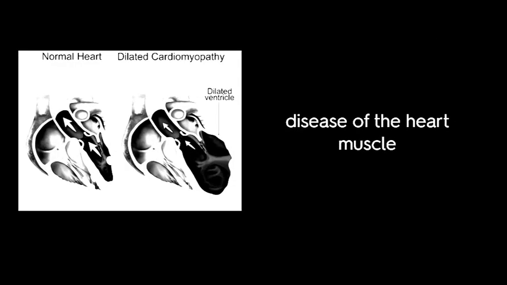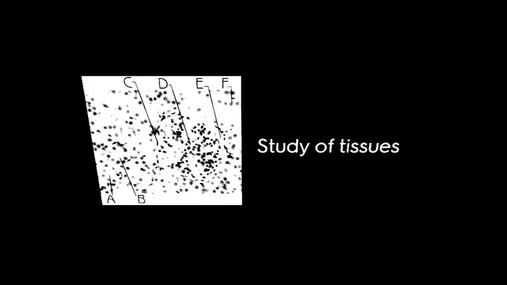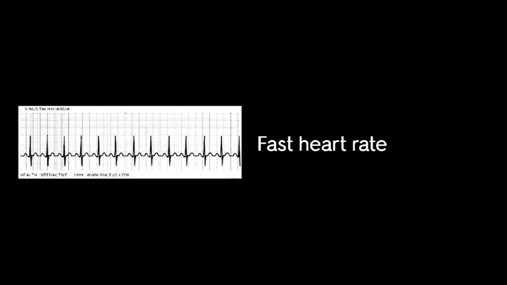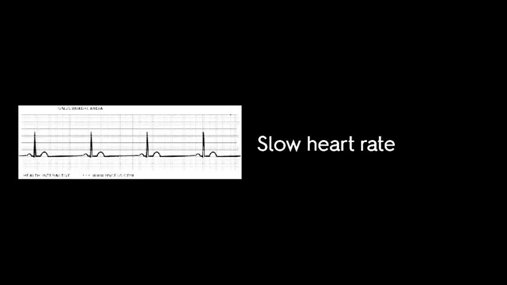Disease of the heart muscle. Histology. Study of tissues. Bilateral. Present on two sides. Tachycardia. Fast heart rate. Bradycardia. Slow heart rate. Unilateral. Pertaining to one side.